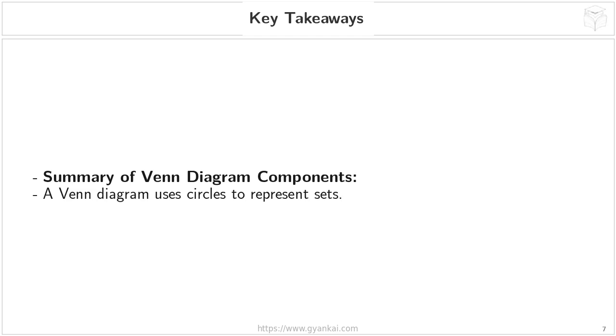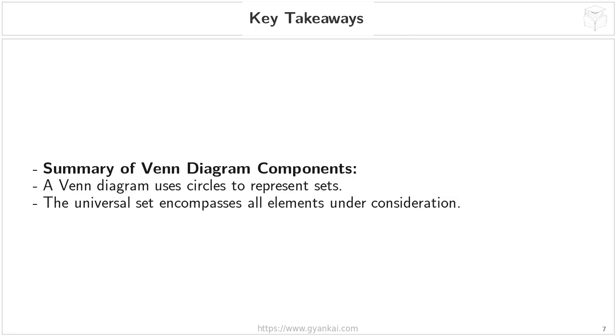Key takeaways. Let's recap everything we've learned about the basic components of Venn diagrams. This slide, titled Key Takeaways, is really important because it summarizes the core ideas we need to remember. First point, a Venn diagram uses circles to represent sets. Remember from earlier, a set is just a collection of things, and in a Venn diagram, we visually show these sets using circles. So, each circle stands for a specific group of items.